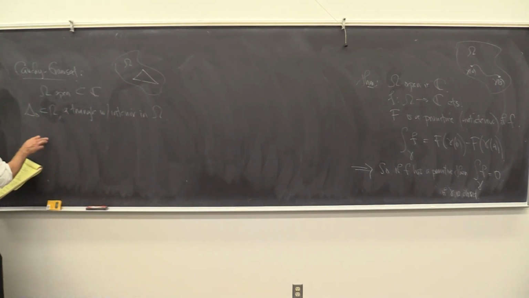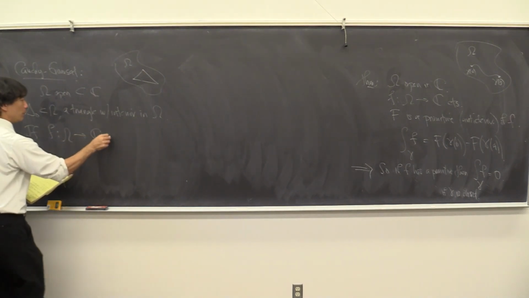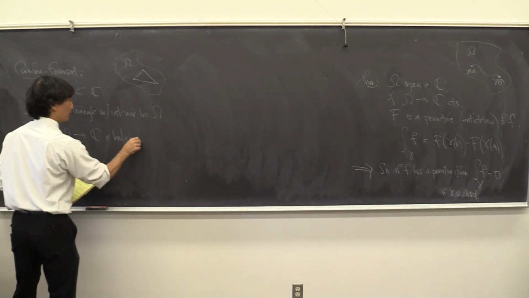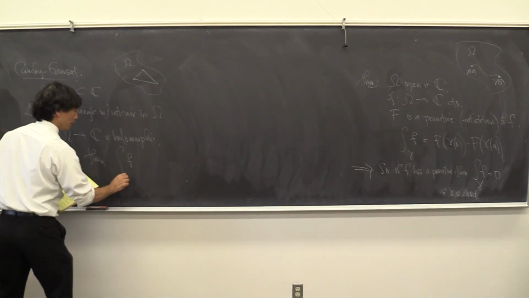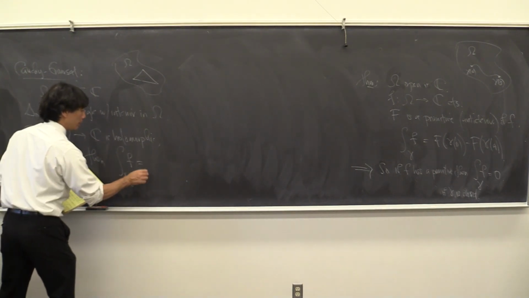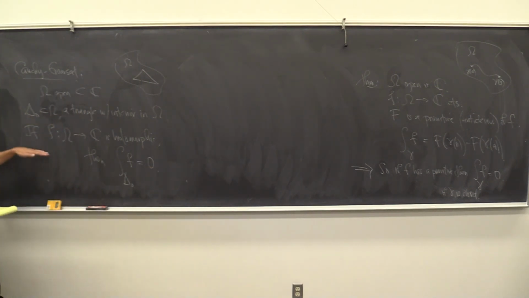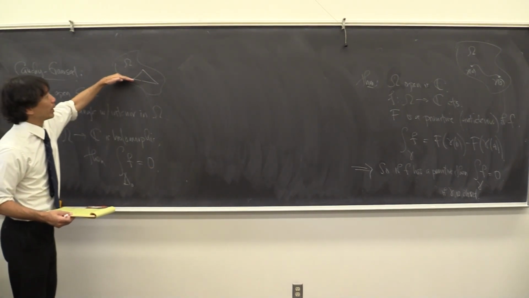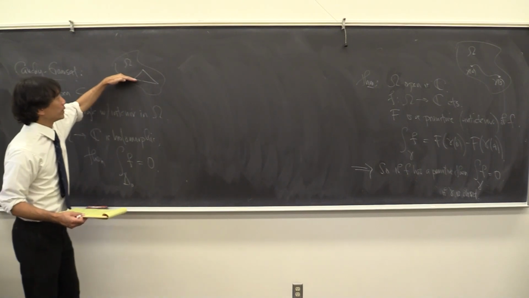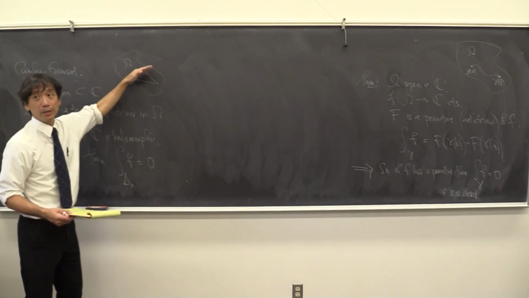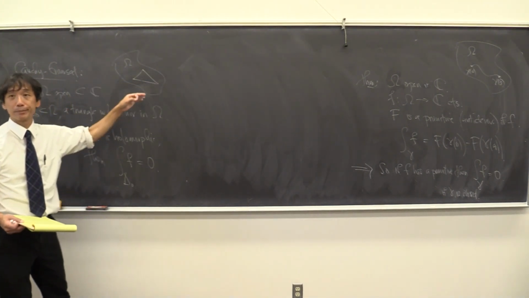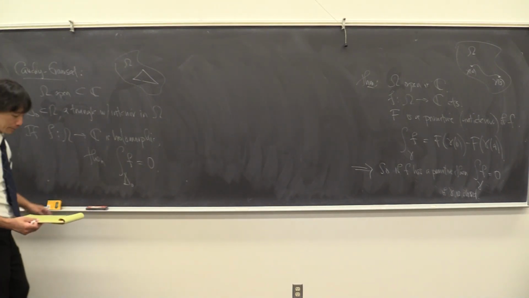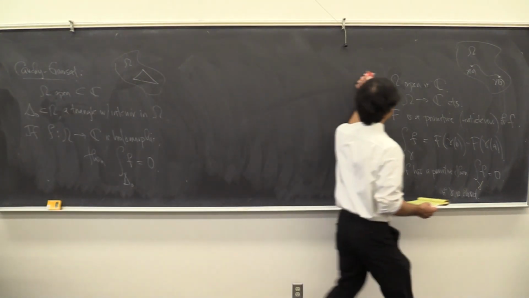Okay. So then, if f going from omega to C is holomorphic, then the integral over the triangle is 0. That means we take a parameterization of this edge here, and when you integrate along that path, you get 0.